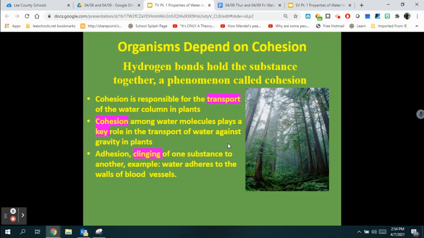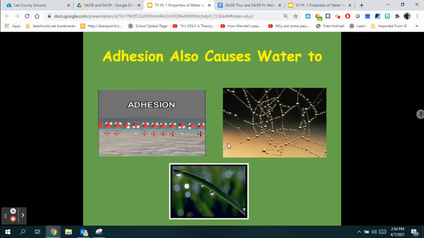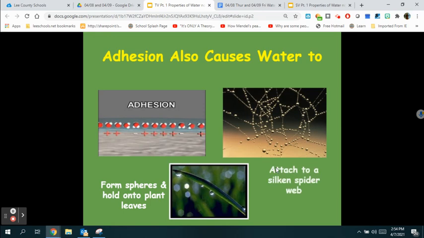Adhesion is the clinging of one substance to another. For example, water adheres to the walls of blood vessels. Adhesion also causes water to form spheres, hold on to plant leaves, and attach to a silken spider web.